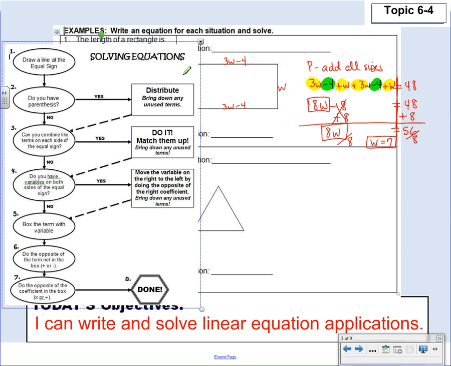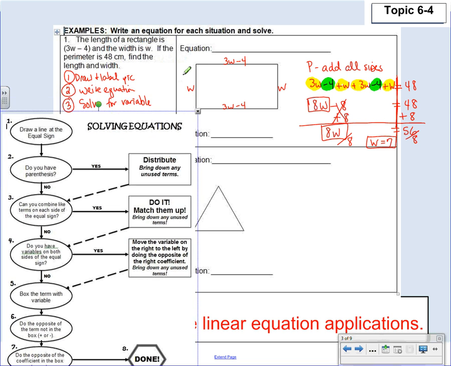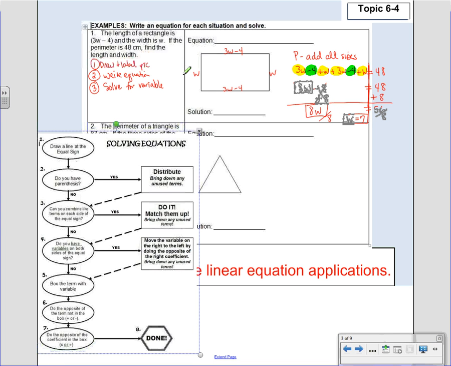So I'm going to go back in and fill in all the information that it's asking me for. It asks me what's the equation. Your equation can be this full thing, but if this is a test, the equation that we'll be looking for is the one after you have combined like terms. So this would be 8w minus 8. Actually, it could be either one. I'm sorry, I'm going to put the long one there: 3w minus 4 plus w plus 3w minus 4 plus w equals 48. Or it can be 8w minus 8 equals 48.